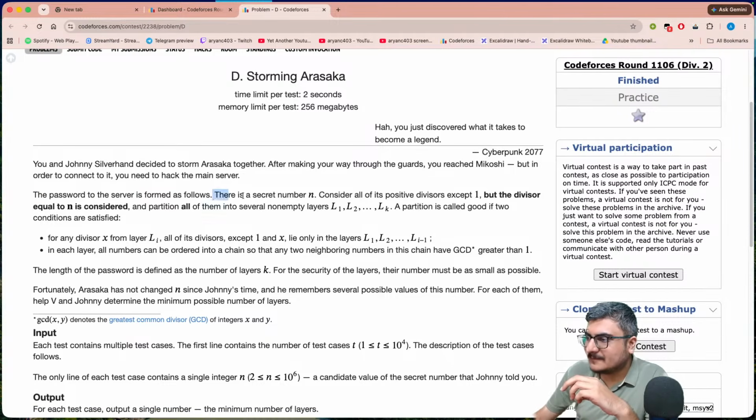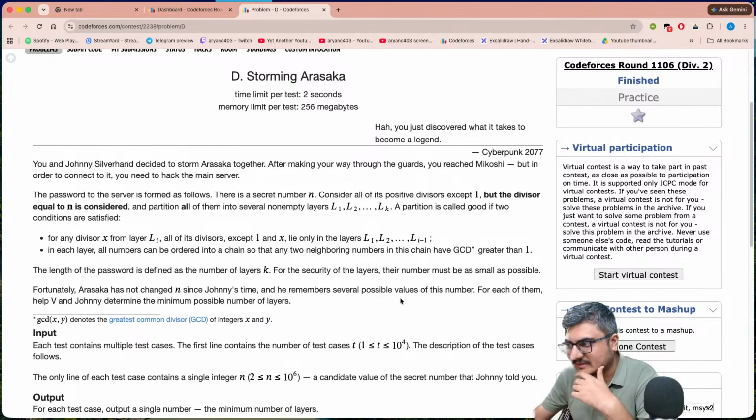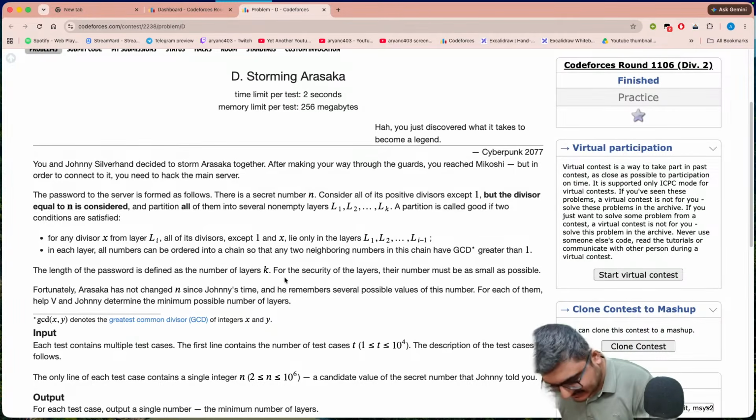we are given a number n. We have to consider all the divisors of this number except one, and we have to put them in some partitions such that if x is in the partition Li, then all the divisors of x, except 1 and x, should be in the earlier layers. And in each layer, the numbers should be ordered in such a way that nearby numbers have GCD greater than 1. The length of the password is defined as the number of layers, and we have to minimize it.